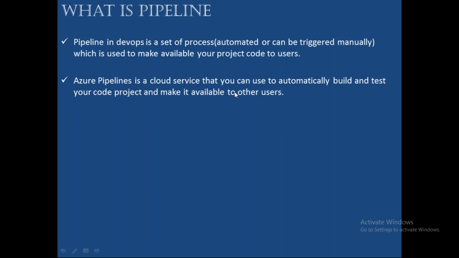Azure Pipeline is a cloud service that you can use to automatically build and test your code project and make it available to other users. Making it available to other users means you can deploy into the other data factory, or you can push those changes to the repo so that everybody can see the new changes.